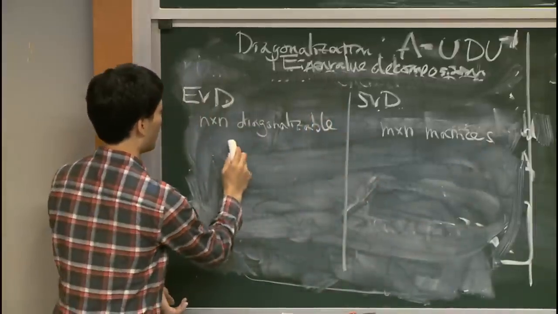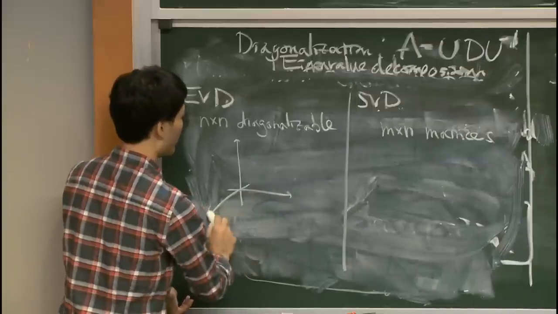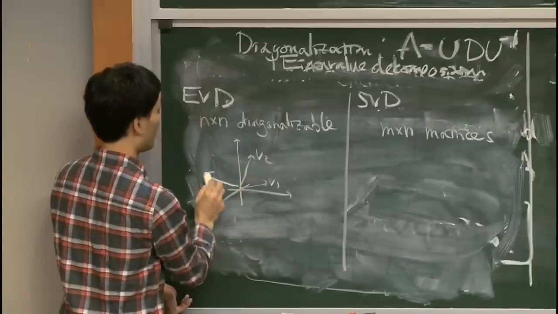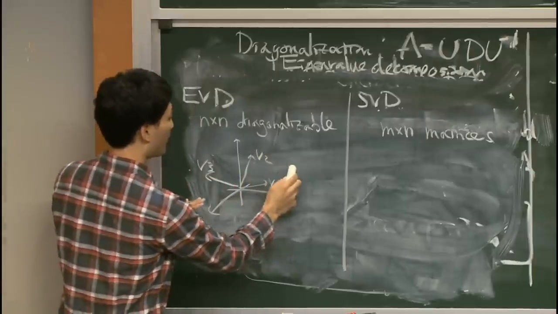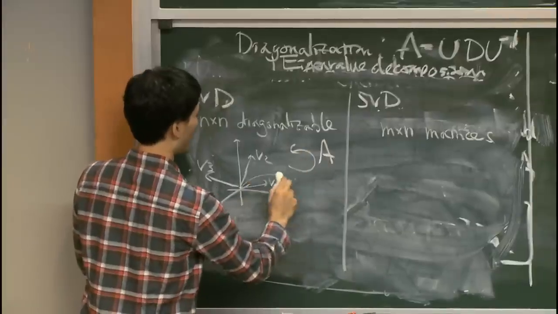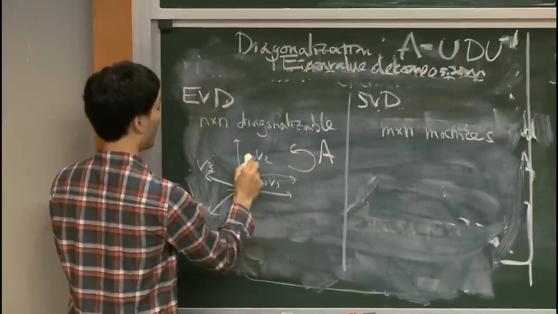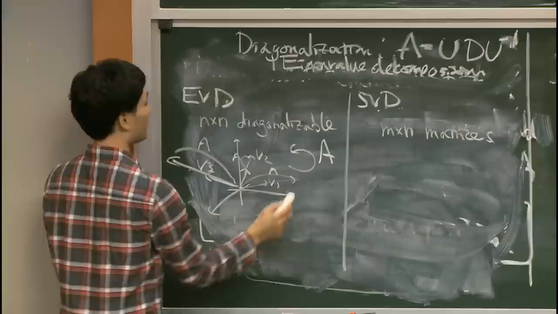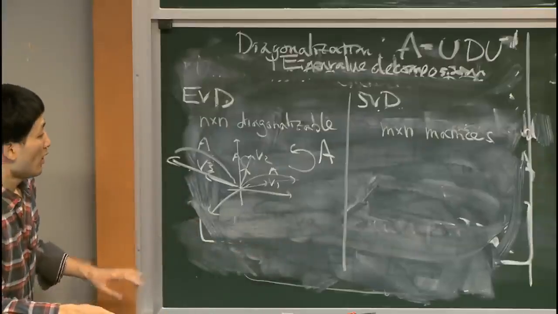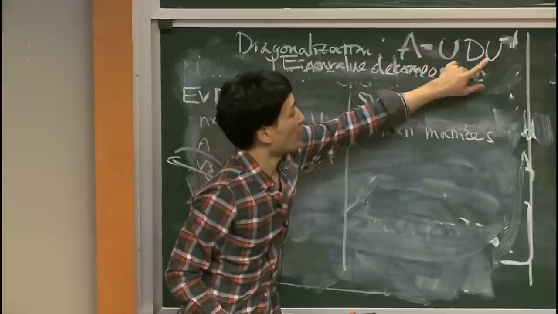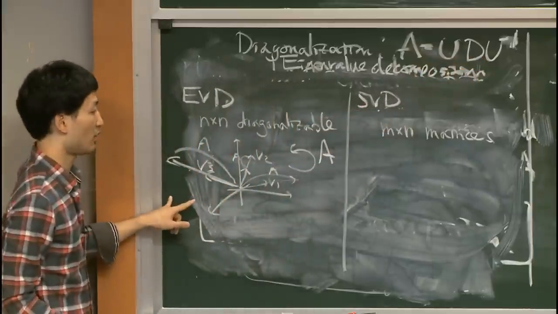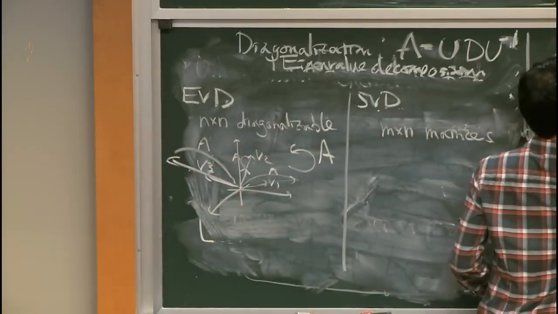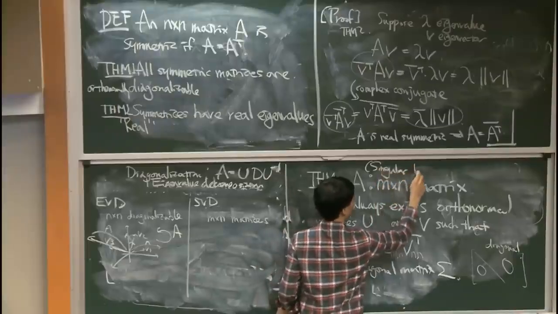However, EVD is powerful because it gives you one frame, V1, V2, V3, for which A acts as a scaling operator. That's what A does, A does, A does. That's because the U on both sides are equal. However, for singular value decomposition, this is called singular value decomposition.